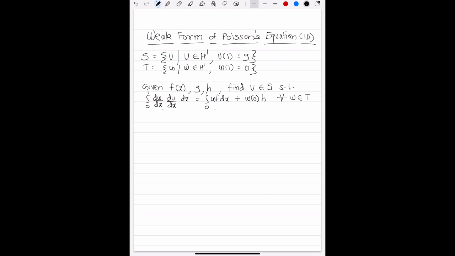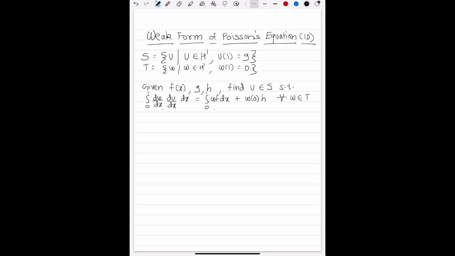The weak form can be expressed as: given some function f of x and some constants g and h, we want to find the solution u belonging to the solution space S such that the following equation holds true for all functions w belonging to the test function space. The equation itself can be written as the integral over the domain 0 to 1 of dw by dx multiplied by du by dx is equal to the integral over the domain of w multiplied by f dx plus w of 0 times h. The solution space S and the test function space are explicitly written above.